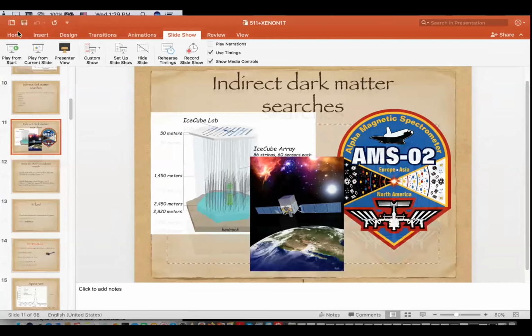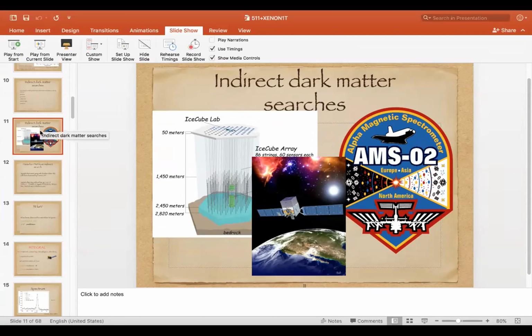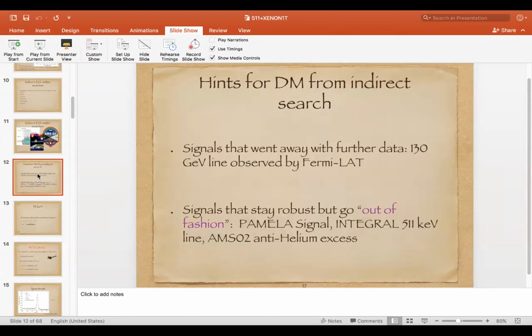In my opinion, the reason why they go out of fashion is not that they are ruled out as dark matter evidence, but because the community of theorists runs out of ideas to explain them as dark matter. The ideas get finished. One of them is the 511 keV line.